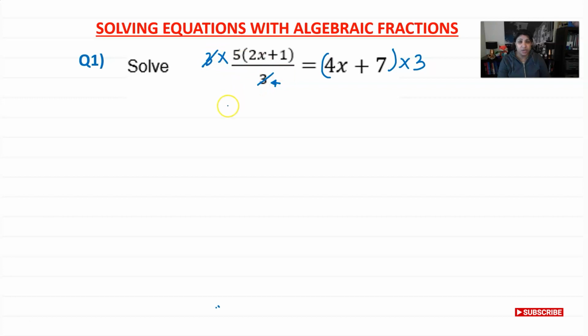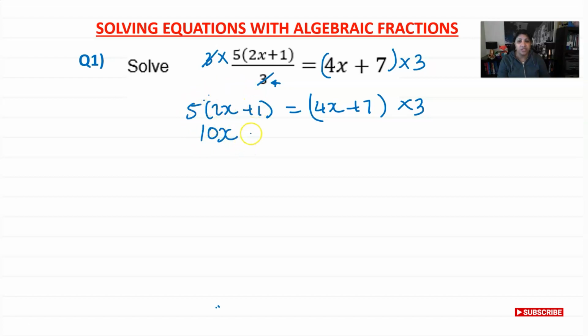And these two will cancel. Then I'm left with 2x plus 1 equals 4x plus 7 times 3. What I need to do now is expand the bracket. So 5 times 2x, 5 times 2 is 10, so I have a 10x, and then 5 times 1 is just plus 5, equals 4x times 3.